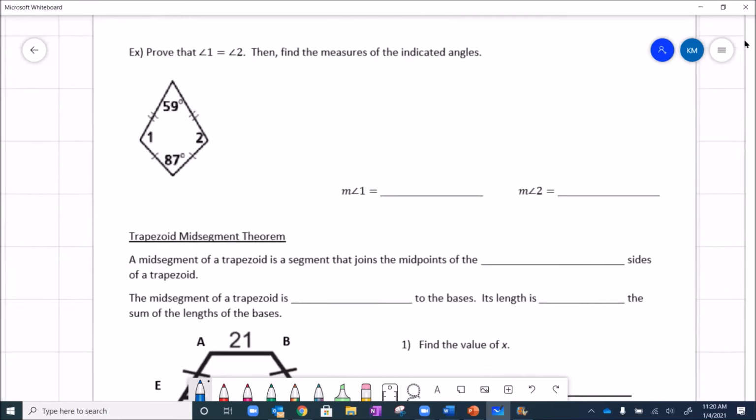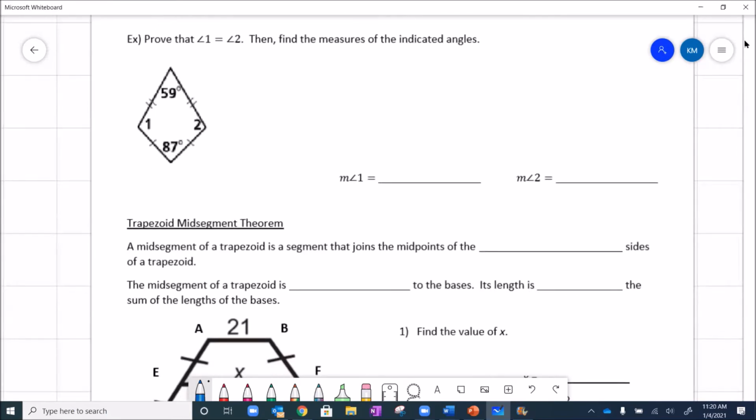All right, next example, it says prove that angle 1 is congruent to angle 2. Then find the measure of the indicated angles. Now, when I look at these two triangles, they already give us some information, that this is a kite, right? Because if it's a kite, then the two adjacent sides are congruent and no opposite sides are congruent. But if I want to prove that angle 1 is congruent to angle 2, I can be a little bit creative and say, let me make this into two triangles.